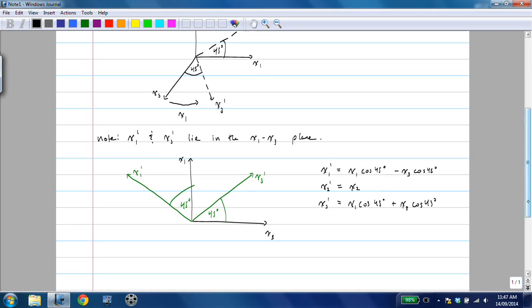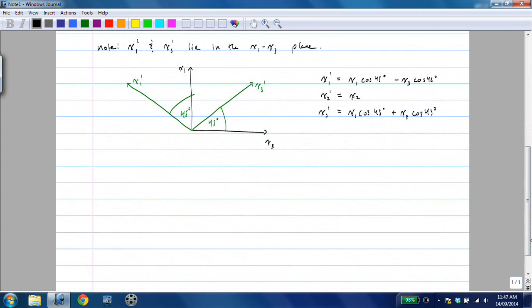And this will be our coordinate transformation. Okay, so now if we use cosine of 45 degrees equals 1 over the square root of 2, then our equations become minus x3 over the square root of 2, x2 prime equals x2, and x3 prime equals x1 over the square root of 2 plus x3 over the square root of 2.